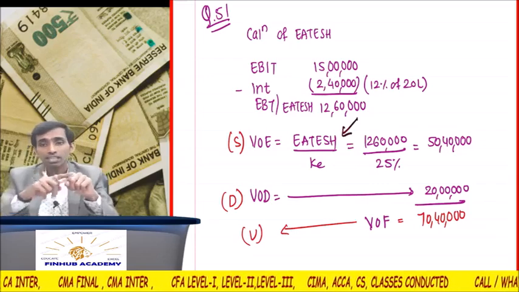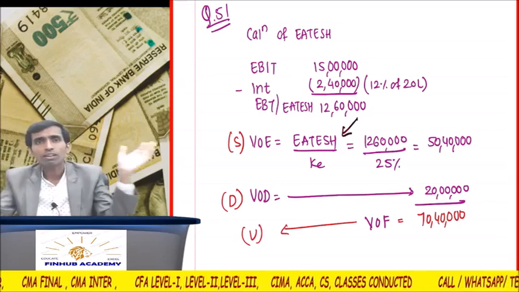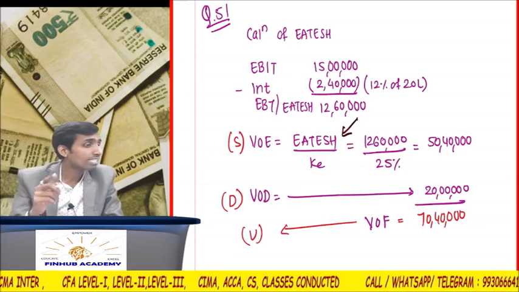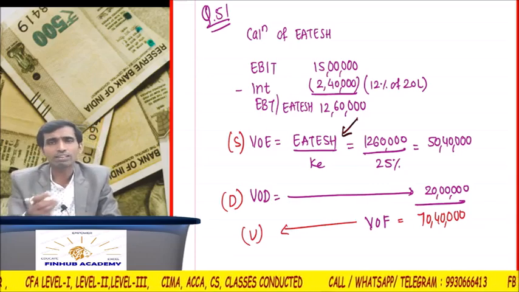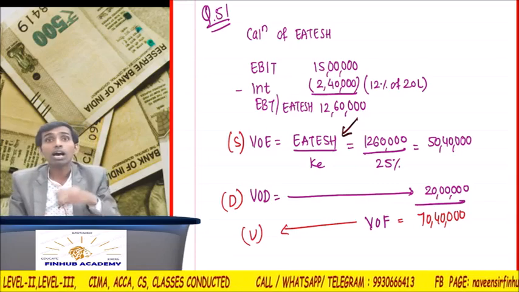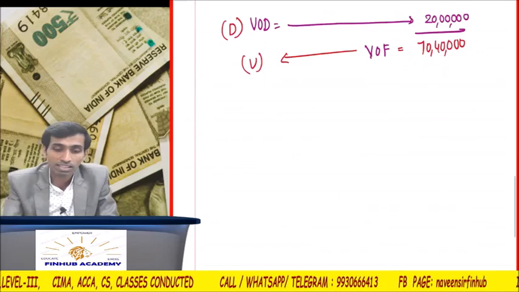Value of equity plus value of debt is the value of the firm. Understood? So the value of the firm as well as the market value of equity we have calculated. Market value of equity is 50 lakh 40,000. Also calculate the overall cost of capital. How do we calculate the overall cost of capital?